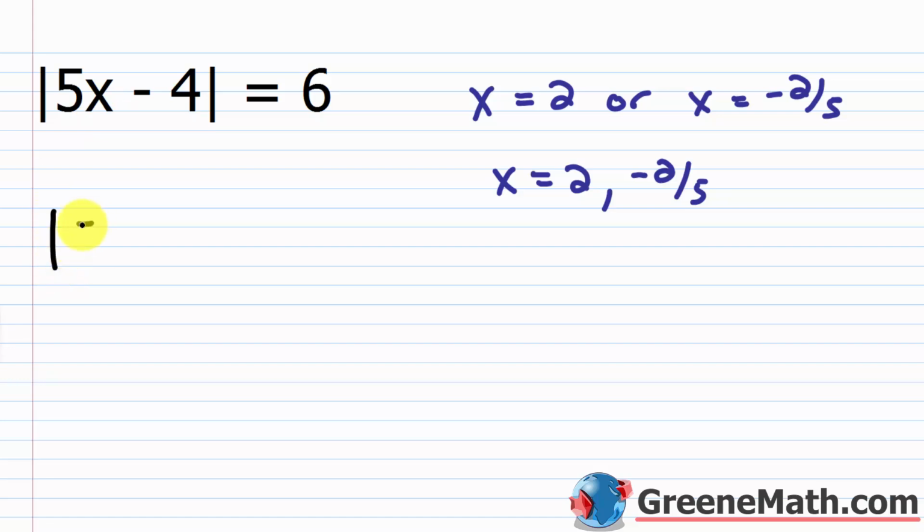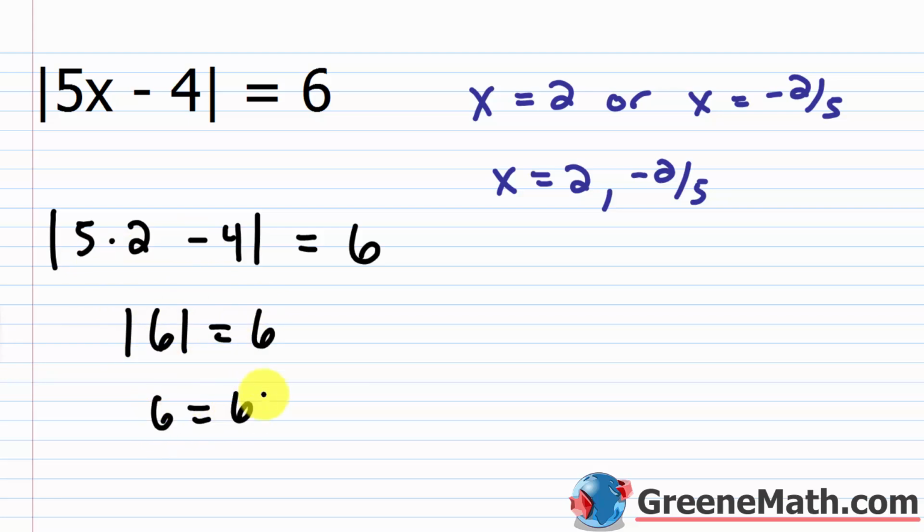So the absolute value of 5 times 2 and then minus 4 is equal to 6. So 5 times 2 is 10. 10 minus 4 is 6. The absolute value of 6 equals 6. So 6 equals 6. So yeah, that's true. You can check that one off.